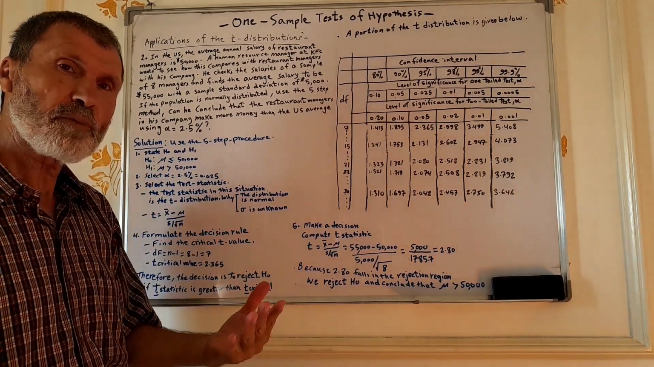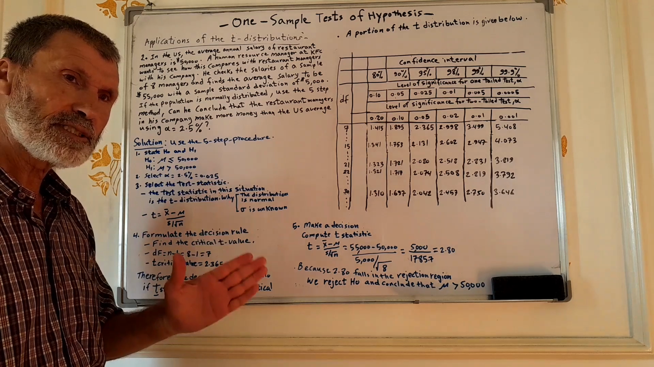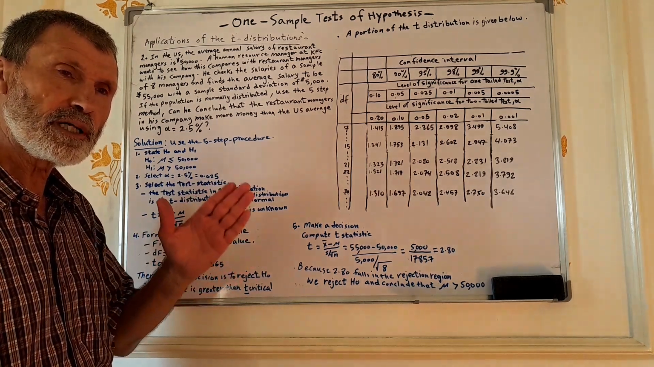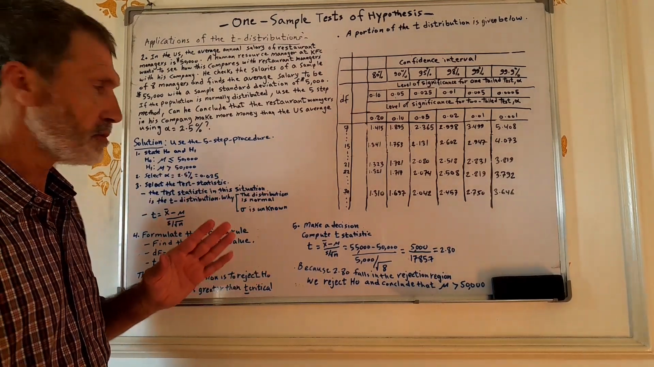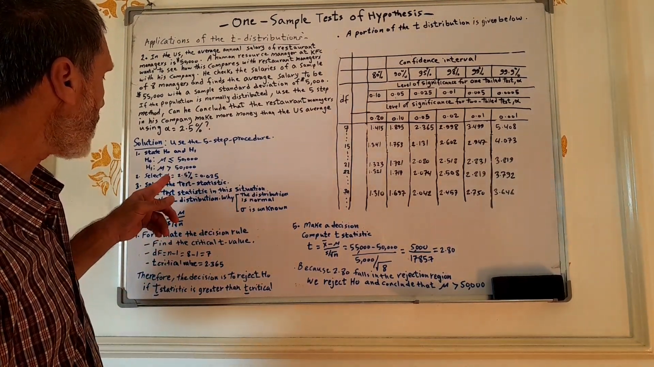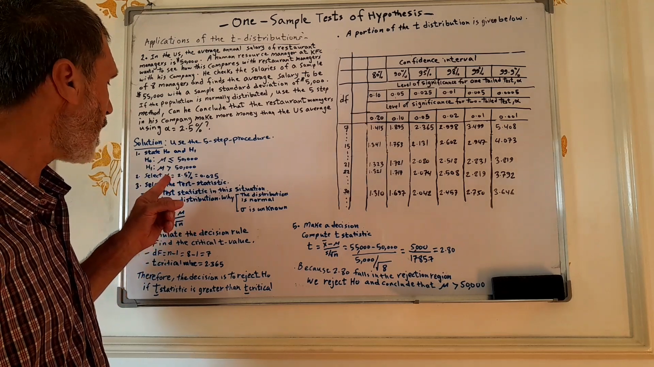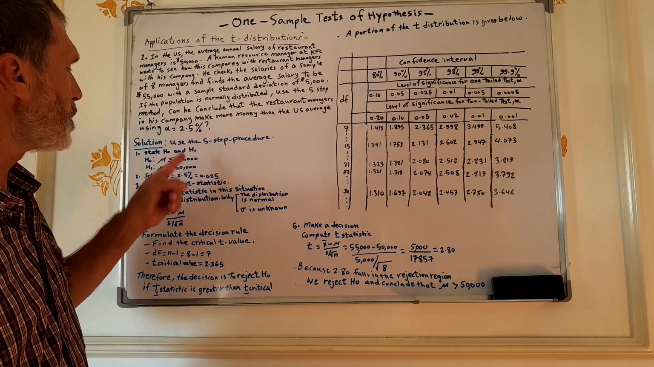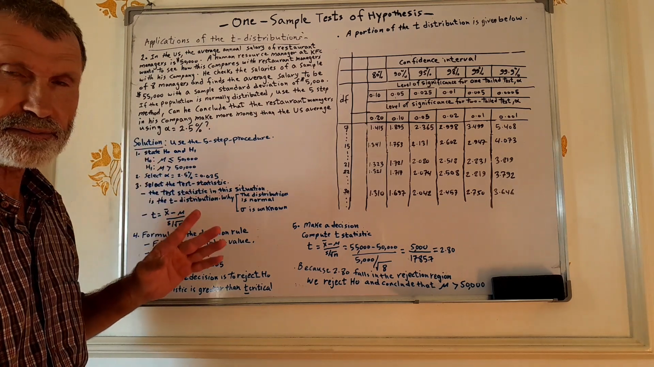So the null hypothesis, H sub 0, is that the mean is less than or equal to $50,000. Okay, now the second step is to select alpha. Of course, alpha is given as 2.5%, which becomes 0.025.